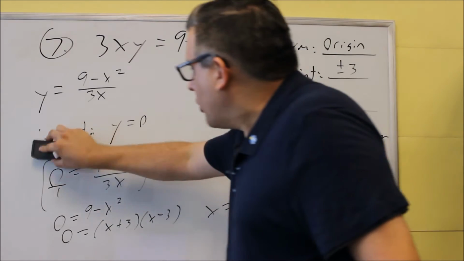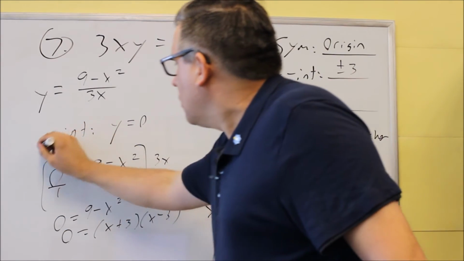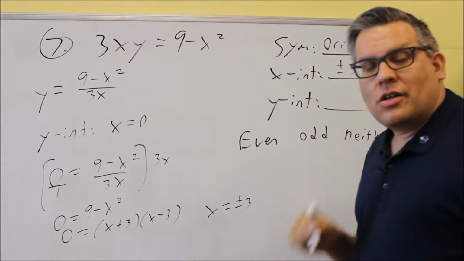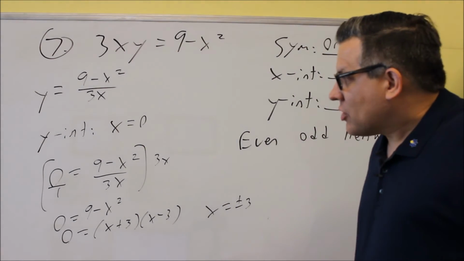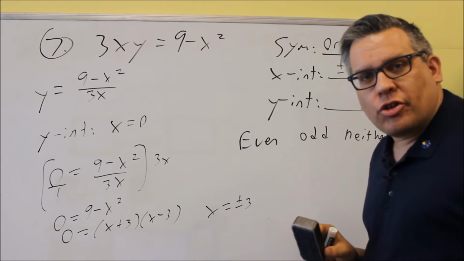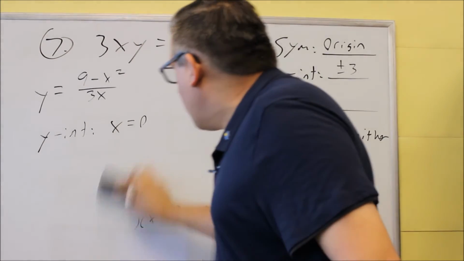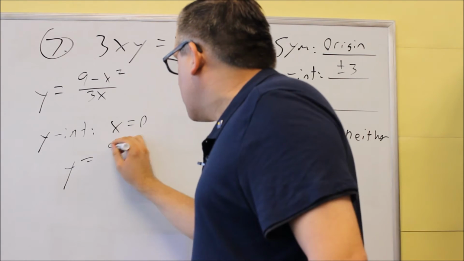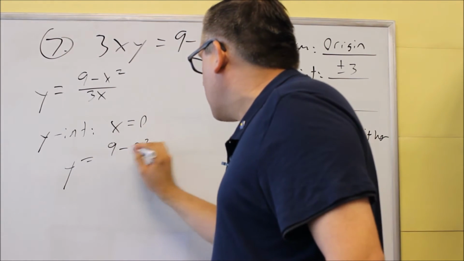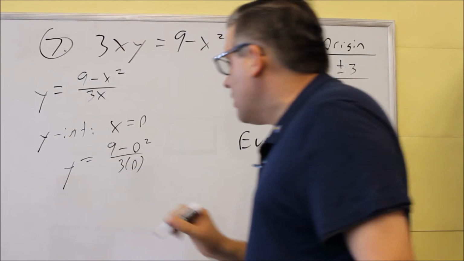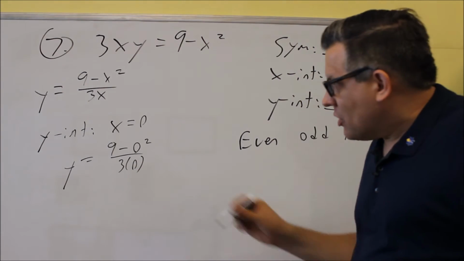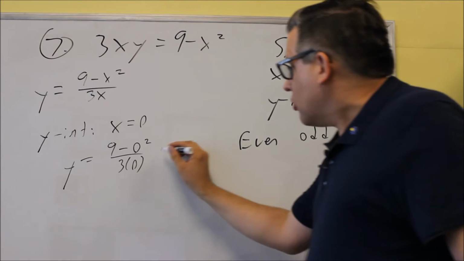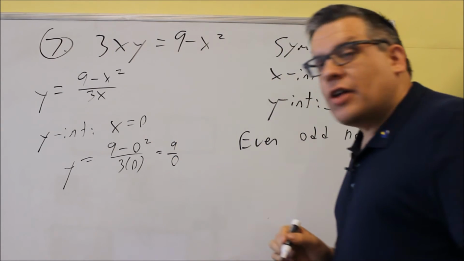So now the next thing we want to do is find the y-intercept, and that happens when you put in a 0 for x. So it's always the opposite variable that you're putting the 0 in for. Let's do that one now. We have y equals (9 minus 0 squared) over 3 times 0. Now in this case we can't divide by 0. You get a 0 down below, so essentially we end up getting 9 over 0.